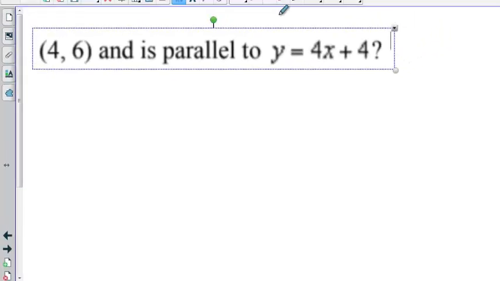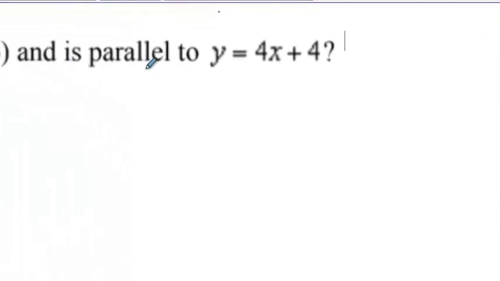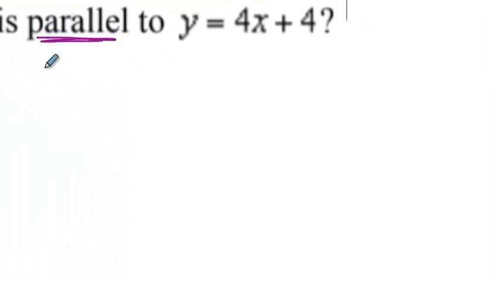To write an equation that passes through 4, 6 and is parallel to y equals 4x plus 4. Okay? All right, so what we're going to do, first of all, is we need to decide what it means to be parallel. What does it mean to be parallel? Okay, what's exactly the same? Talking about a line, what's equal? I'm talking about the equation here, folks. If I'm talking about this equation, what has to be exactly the same for them to be parallel?